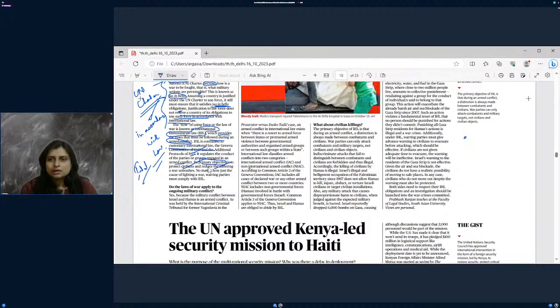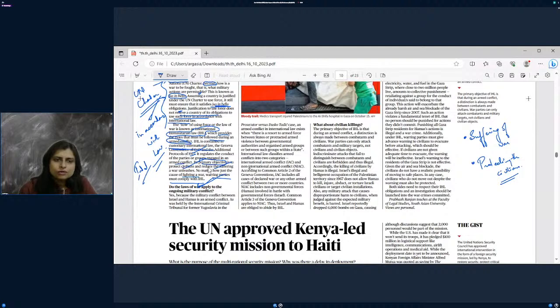That means one thing is very clear: we need to reduce what? The sufferings of war, and we also need to talk about protecting the civilians. No matter how just the cause of fighting a war, warring parties must comply with international humanitarian laws.